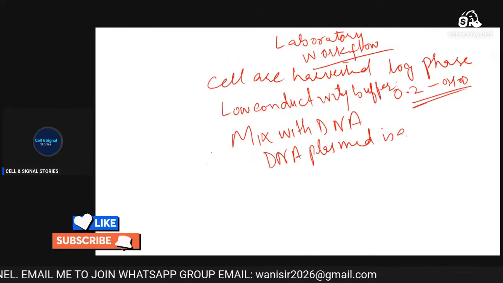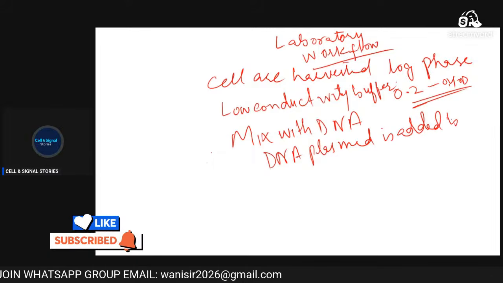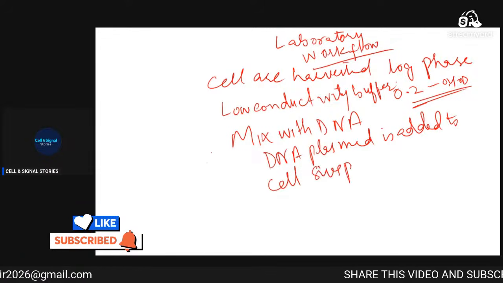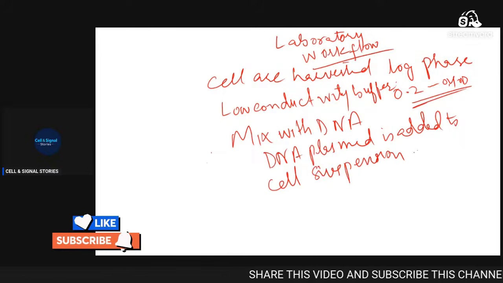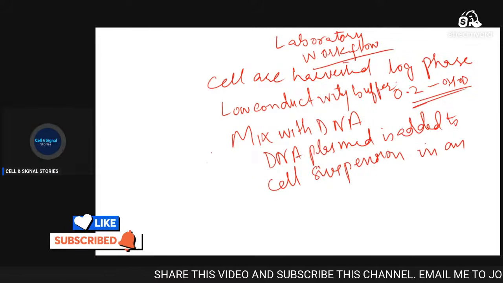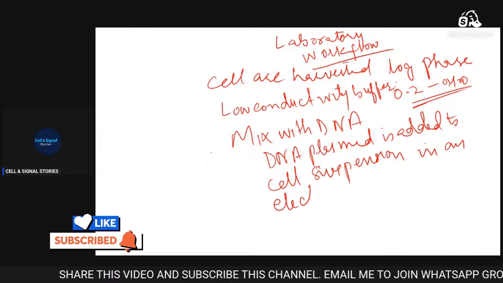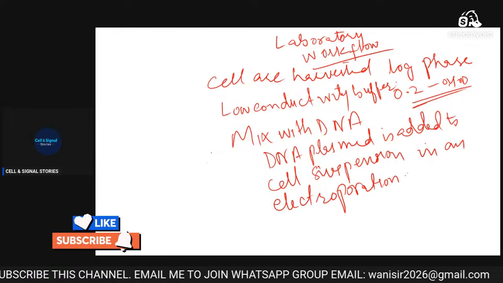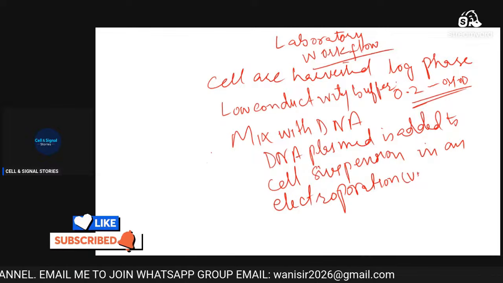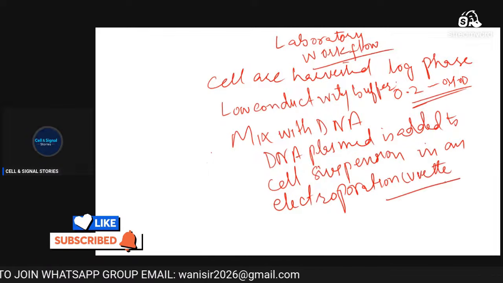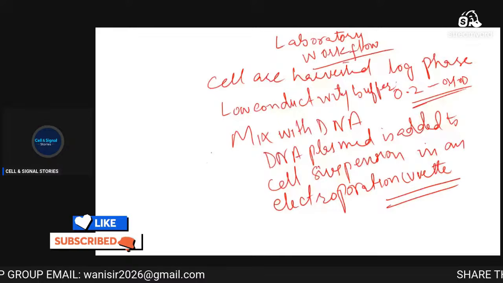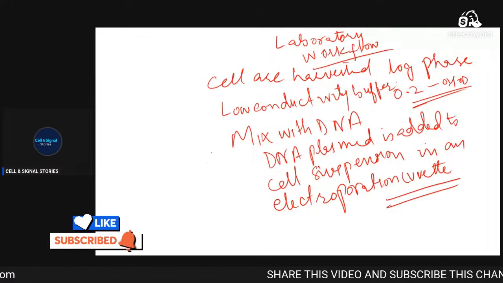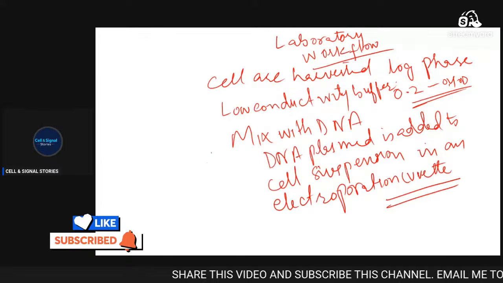The known amount of DNA is added to the cell suspension in an electroporation cuvette. So there is the electroporation cuvette, on both sides of which there are electrodes, and this known amount of DNA is added. To apply the electric pulse, the cuvette is placed between the two electrodes.